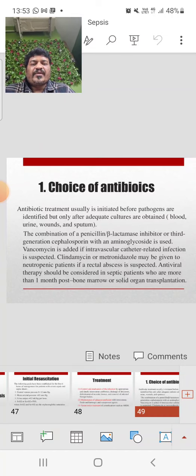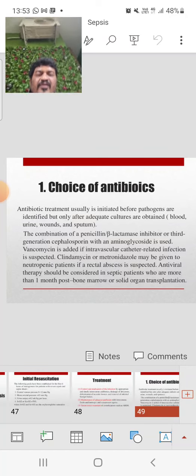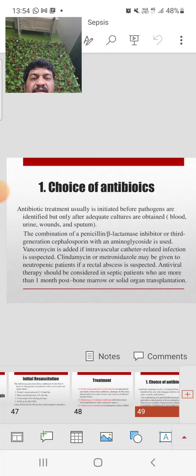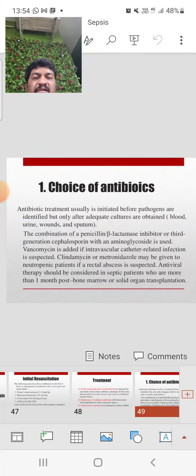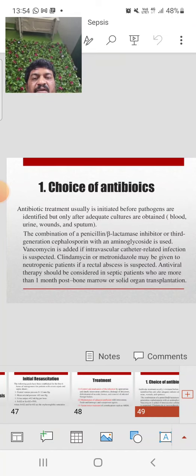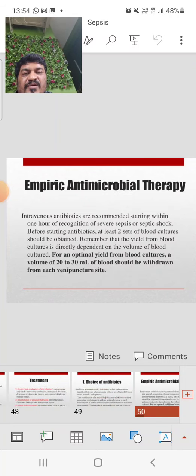The combination of a penicillin beta-lactamase inhibitor or third generation cephalosporins with an aminoglycoside is used. Vancomycin is added if intravascular catheter-related infection is suspected. Clindamycin or metronidazole may be given in neutropenic patients if a rectal abscess is suspected. Antiviral therapy should be considered in septic patients who are more than 1 month post-bone marrow or solid organ transplantation.